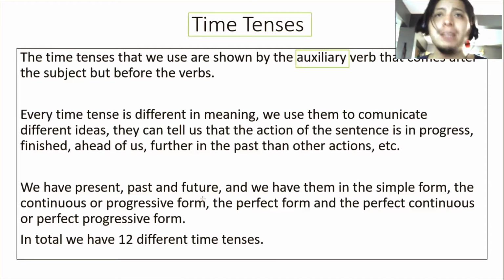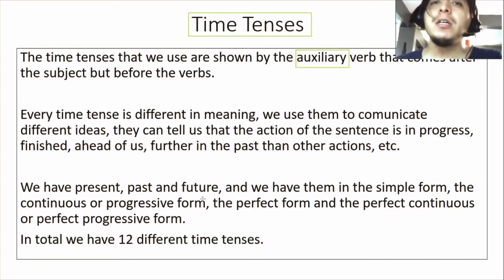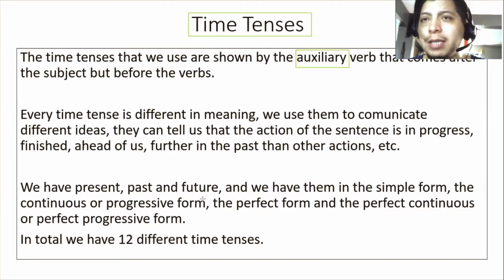We have the present, the past, and the future in the continuous form: present continuous, past continuous, and future continuous. Sometimes the continuous form is also called the progressive form. It is the same thing. It just depends on the book that you're using. It depends on the teacher that you have. Honestly, you can interchange the names: present continuous, present progressive; past continuous, past progressive; future continuous, future progressive. They are pretty much the same.